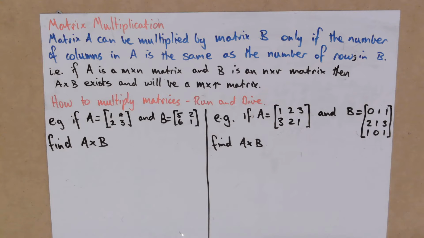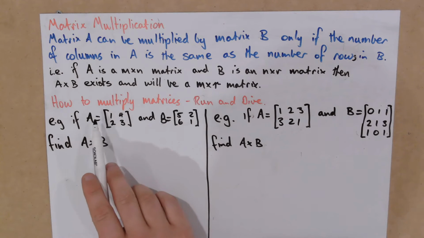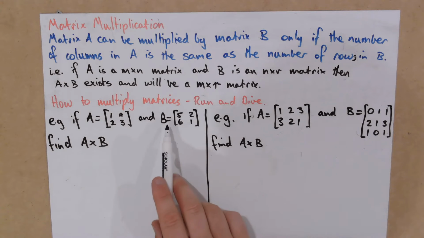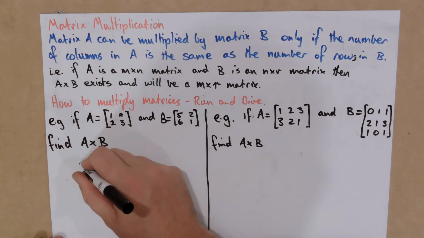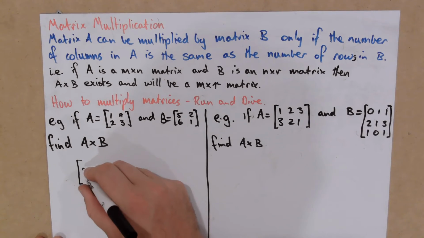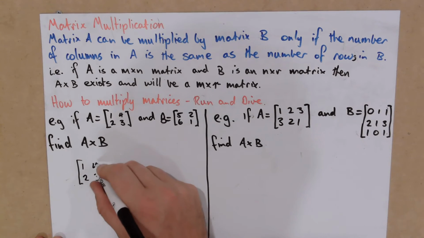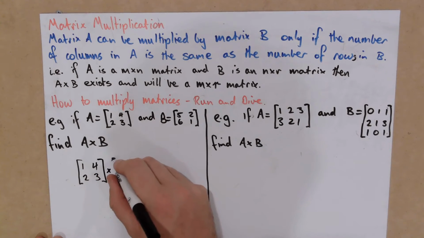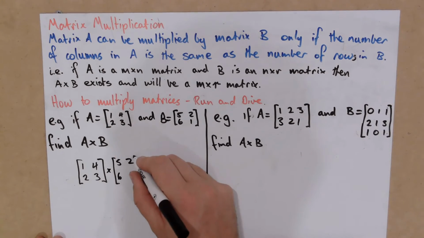Now, the way we multiply them, I like to call the run and dive method. So we've got 2 matrices here, and I'll show you how this works. We've got A is the matrix 1, 4, 2, 3, and B is 5, 2, 6, 1. And we need to find AB. So we're going to set up our 2 matrices here. We've got 1, 4, 2, 3, and that's being multiplied by 5, 2, 6, 1.